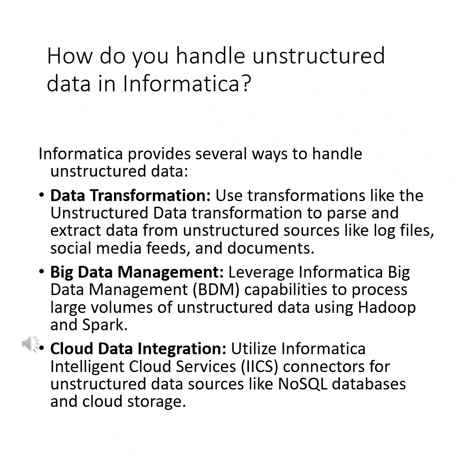How do you handle unstructured data in Informatica? Informatica provides several ways to handle unstructured data, which has three concepts: data transformation, big data management, and cloud data integration. Data transformation uses transformations like the unstructured data transformation to parse and extract data from unstructured sources like log files, social media feeds, and documents.